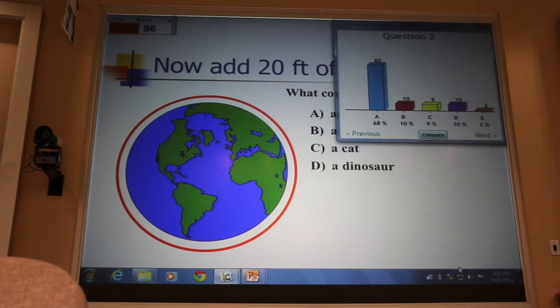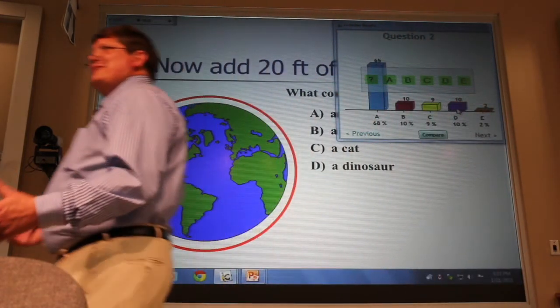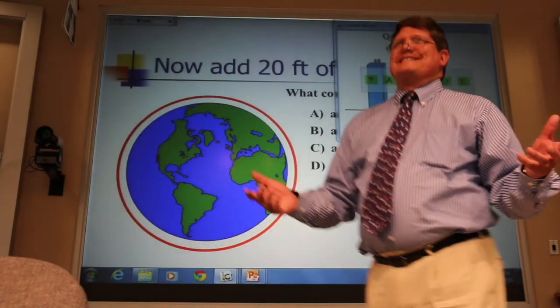Okay, an amoeba. Wait a minute. I don't usually do this. But with the 10 people that said a dinosaur, please raise your hand. Okay, folks. We have to decide. Are we going to let them stay in the class if they're not going to take it seriously?